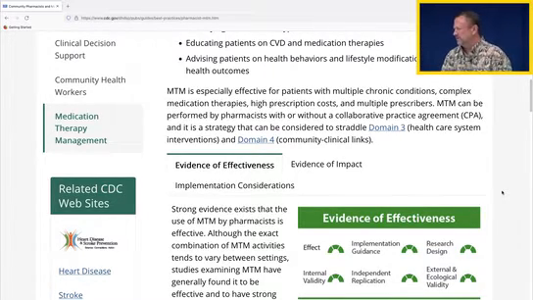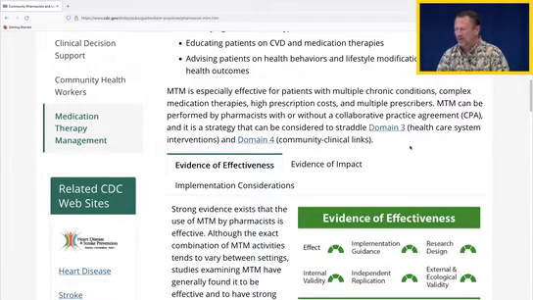And so medical therapy management or medication therapy management can be performed by pharmacists with or without an official collaborative practice agreement. And it's a strategy that is considered to straddle the main domain 3 and domain 4. If you find this, you can click on them. But healthcare interventions and community clinic. And so MTM is a very effective way to manage patients and manage their medications.